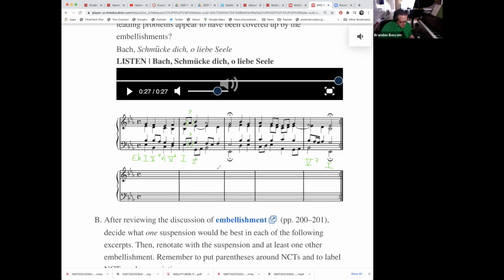I see stepwise motion out of the bass. What do we think? Passing. That would be a passing tone, right? That it would.